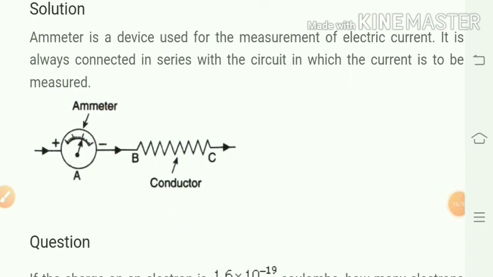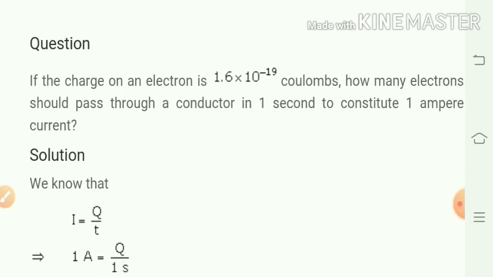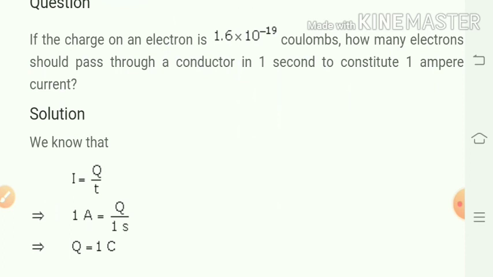Ammeter, which is used in the circuit to measure the current. If the charge on an electron is 1.6 × 10^-19 coulombs, how many electrons should pass through a conductor in 1 second to constitute 1 ampere current?